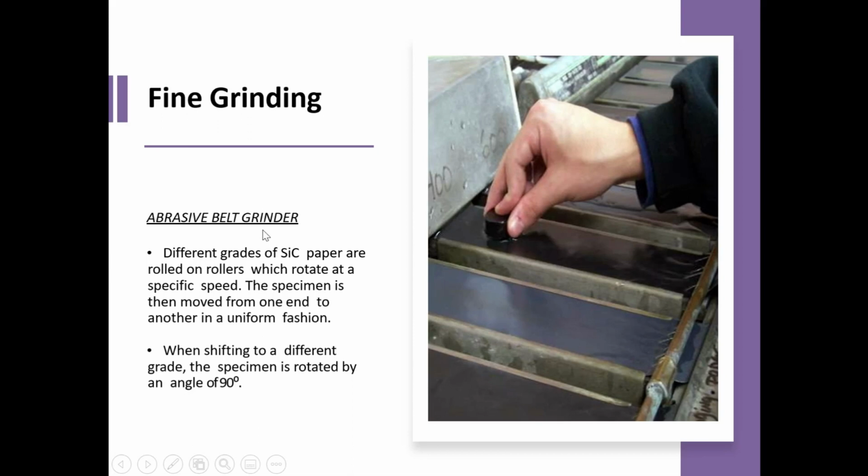An abrasive belt grinder can also be used for fine grinding. Different grades of silicon carbide paper are rolled on rollers which rotate at a specific speed. The specimen is then moved from one end to another in a uniform fashion. When shifting to a different grade, the specimen is rotated by an angle of 90 degrees.